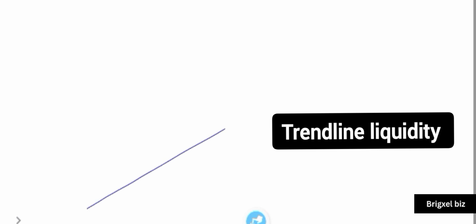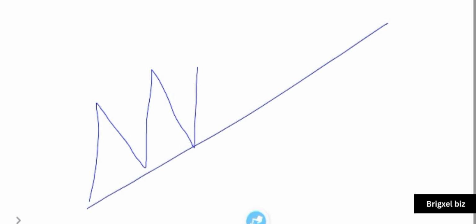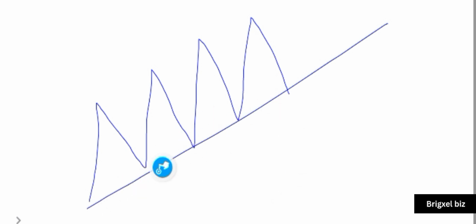So another one is trend line liquidity. Say we have a line like this, and the market is just bouncing off this line, failing to break this line like this. This is what we call a trend line. Of course, this is a trend line when the market is in an upward direction. So you would have liquidity sitting below this trend line. And sometimes when the market breaks this line or sweeps the liquidity, it would sometimes come back into the zone to create a fake out.